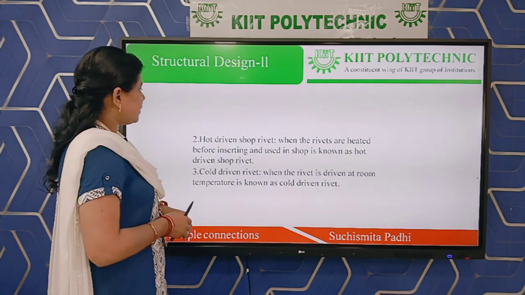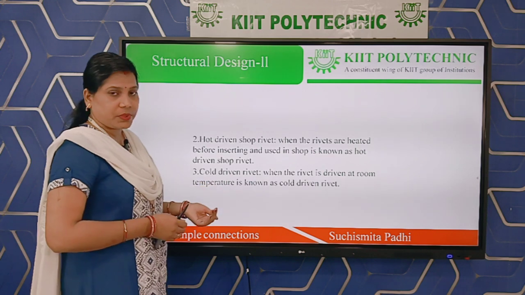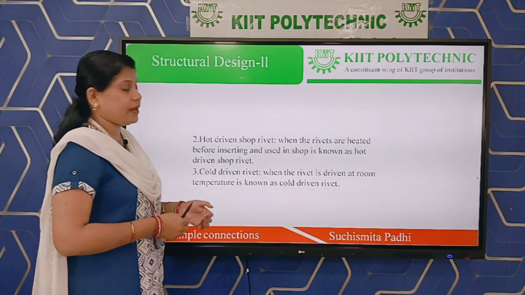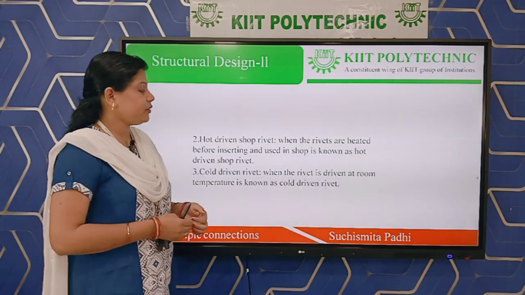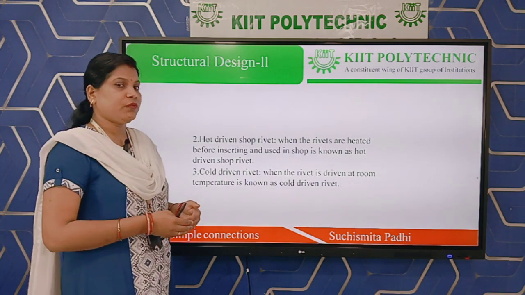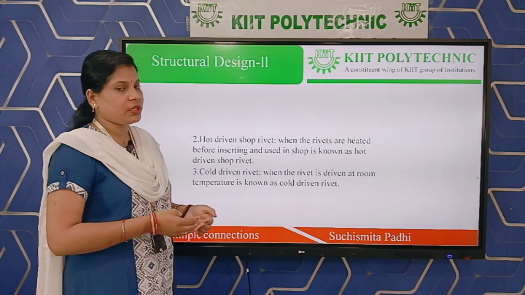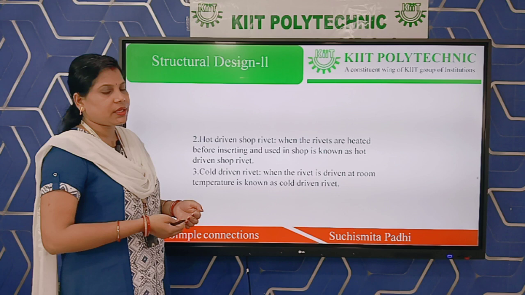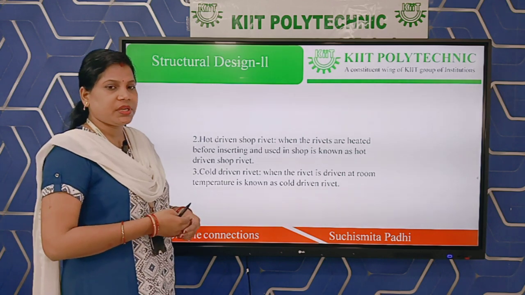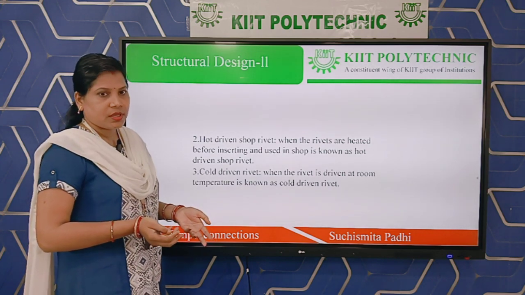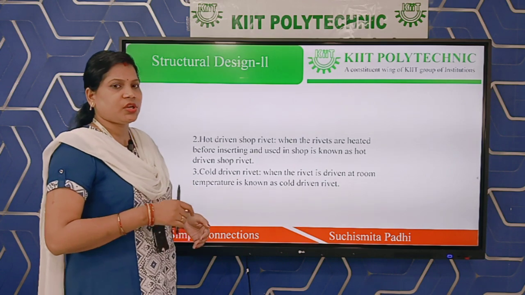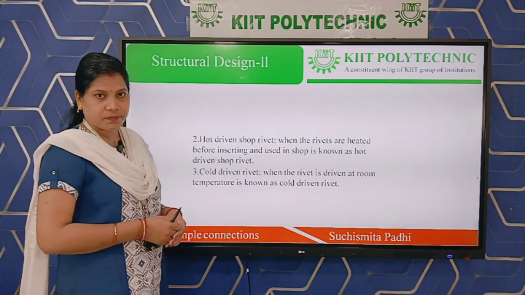So there are three types of rivets: hot driven shop rivet, hot driven field rivet, and cold driven rivet. The only difference is that when we heat before insertion, that is hot driven, and when we use it in the field, that is field rivet. When we use it at room temperature, that is cold driven, and when we use it within the fabrication shop, that is shop rivet. Okay.